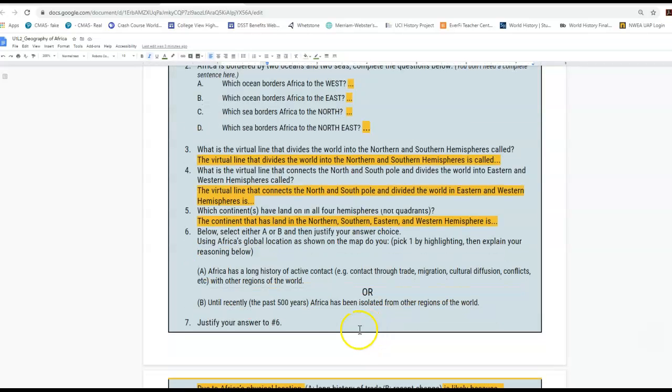All right, so letter 6. Below you're going to choose either A or B. You're just going to highlight your answer up here in the highlighting tool. So you're selecting either A or B to think about which one is more accurate. Using Africa's global location on the map, is it that Africa has a long history of active contact through trade, migration, cultural diffusion, conflicts, etc., with other regions of the world, or is it that until recently Africa has been very isolated from other regions of the world?